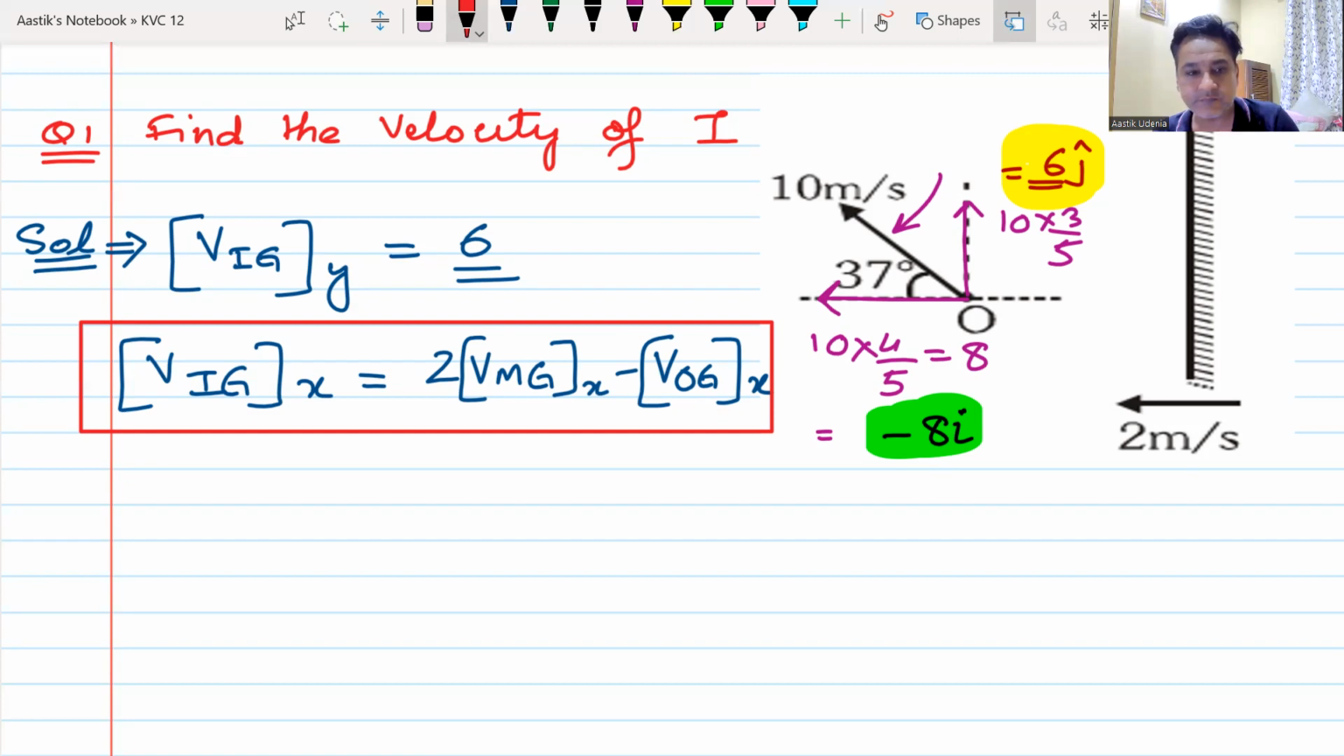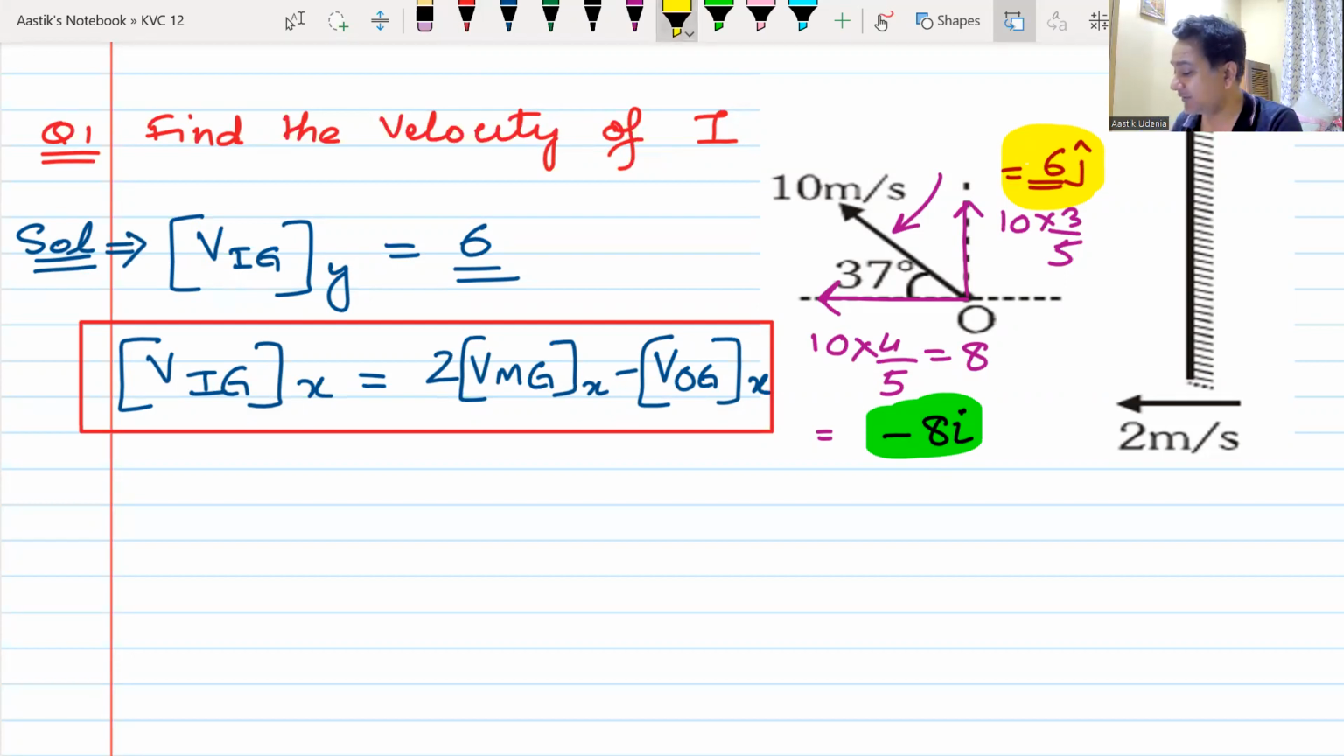Plus 4 meter per second. So it is plus 4 or minus 4? Plus 4 means along positive x-axis, minus 4 means along negative x-axis. Can you clarify that? Which 4? Plus x or minus x? Plus x, and that is absolutely correct.